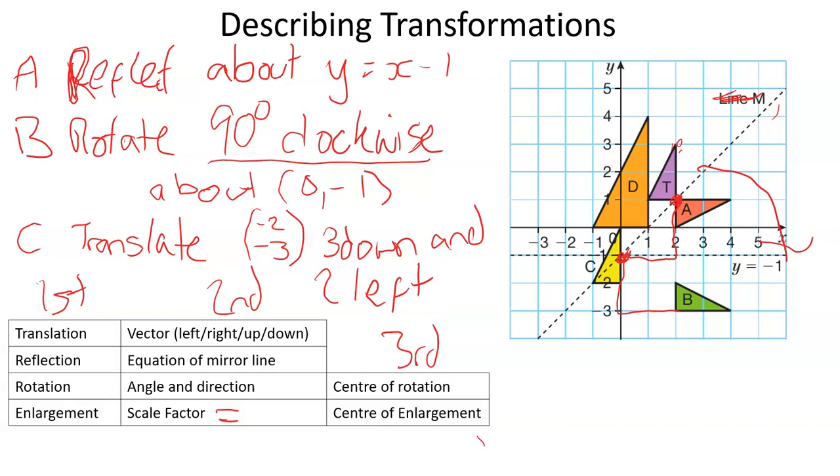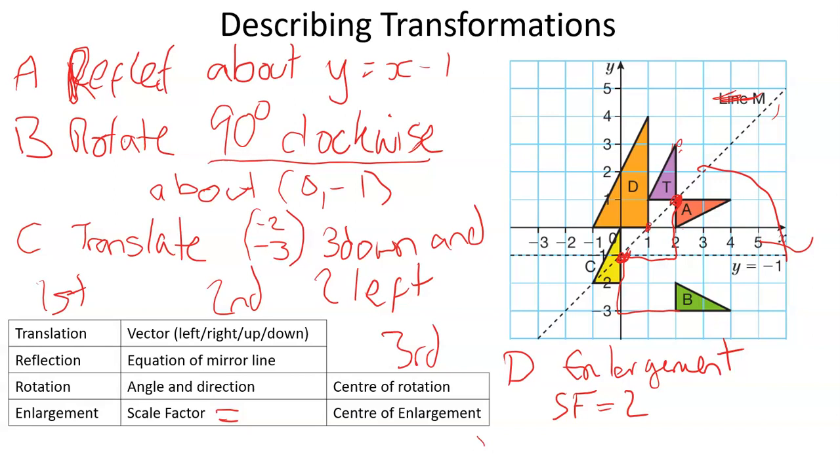And finally, for D, we can sneak it in down under here, so we don't need to rub anything out. D, from T to D, is an enlargement. So you can put that down. And then we need to say the scale factor, so it's gone from 1 wide to 2 wide, from 2 tall to 4 tall, so it's a scale factor of 2. It's twice as big.